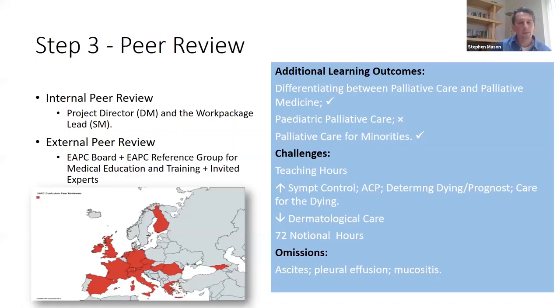There were a number of challenges which were also noted. So the curriculum is nominally a 72-hour curriculum. And again, feedback that we received from the peer review group was that potentially may be a challenge, particularly when we think about the feedback from the AIIHPC Atlas, where a number of countries have less than 20 hours dedicated to palliative care training. So there was issues around that. There was also issues in terms of the balance of the curriculum and the hours ascribed to certain areas. So we bumped up the hours for symptom control, for prognostication and for care of the dying, and took some of the time away from other areas such as dermatological care.